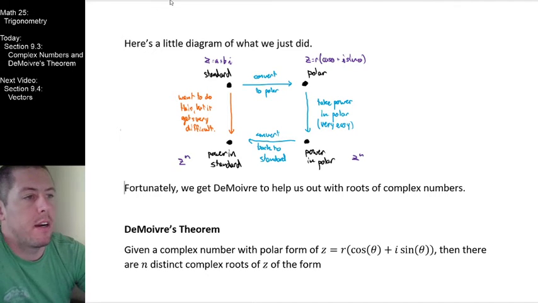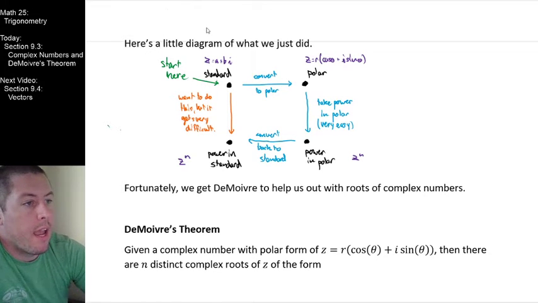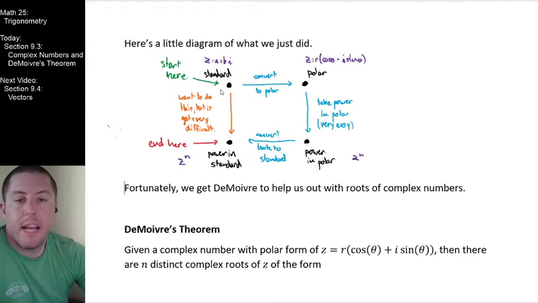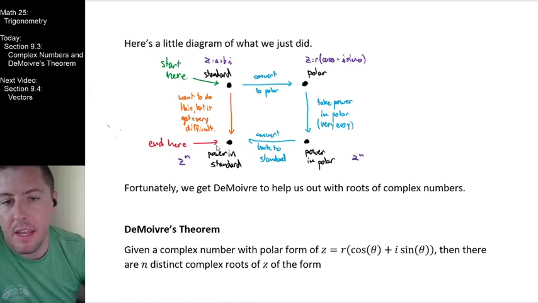We typically start here, and if we start there, we are looking to end here. So we're starting at this dot, and we want to go directly to this dot, but it's really hard to do this directly. So instead, what our path was is take our standard form number, convert it to polar, apply the power in polar, which is super easy, and then convert back to standard.